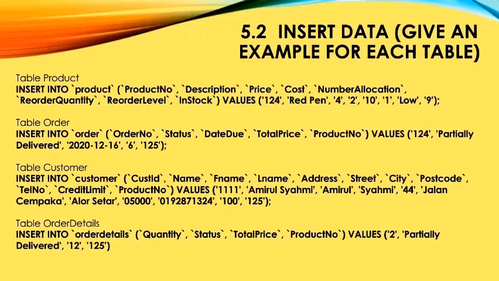So for the table order, table customer, and table details, we still use the same technique. And for the table order details, we insert into order details, where we want to know the quantity, status, total price, product number, and we will get the values based on what we want to get from the table, which is 2 partially delivered 12 and 155.